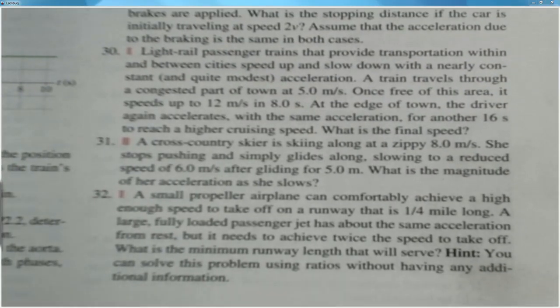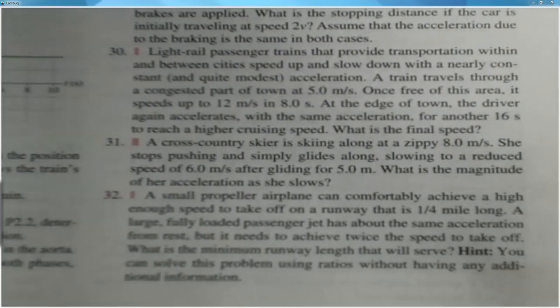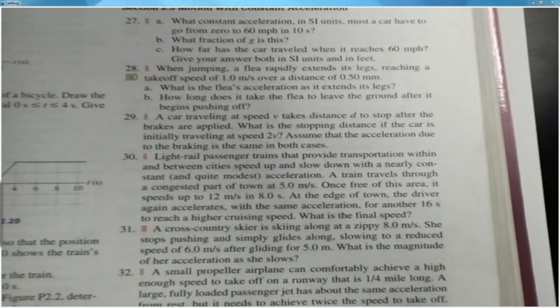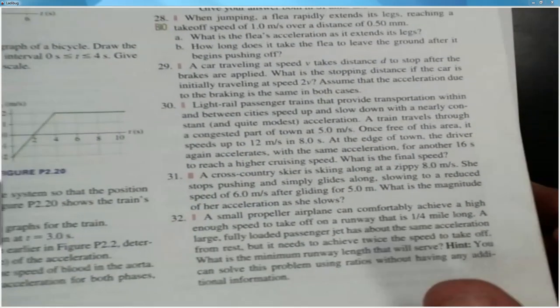A cross-country skier is skiing along at a zippy 8 meters per second. She stops pushing and simply glides along, slowing to a reduced speed of 6 meters per second after gliding for 5 meters. Okay, so she's going at 8 meters per second. Then she slows to 6 meters per second over 5 meters. What's the magnitude of her acceleration as she slows? Oh, this isn't too bad. I don't think it's too bad. Well, we'll find out if it is.